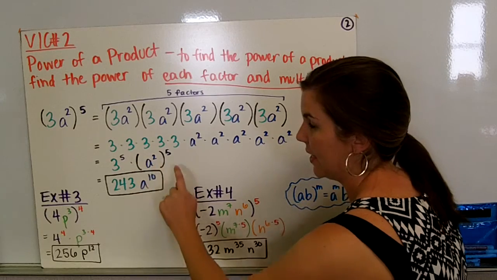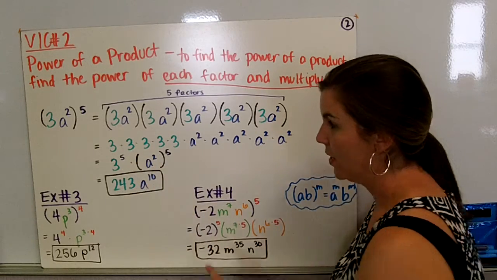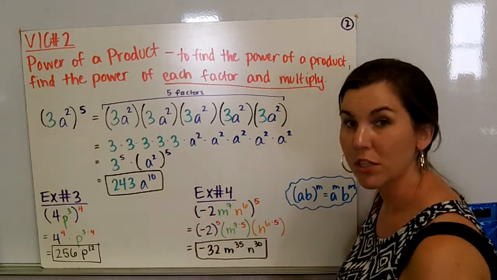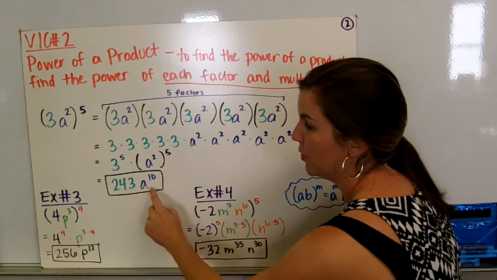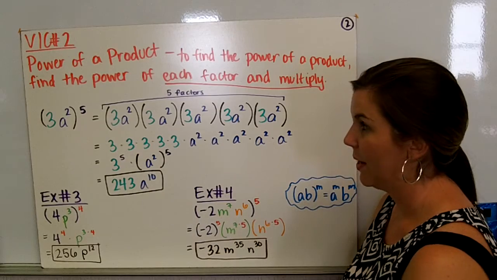And a to the 2nd power raised to the 5th power. A power to a power you multiply. So 2 times 5 gives you 10 here. So 243, a to the 10th power.